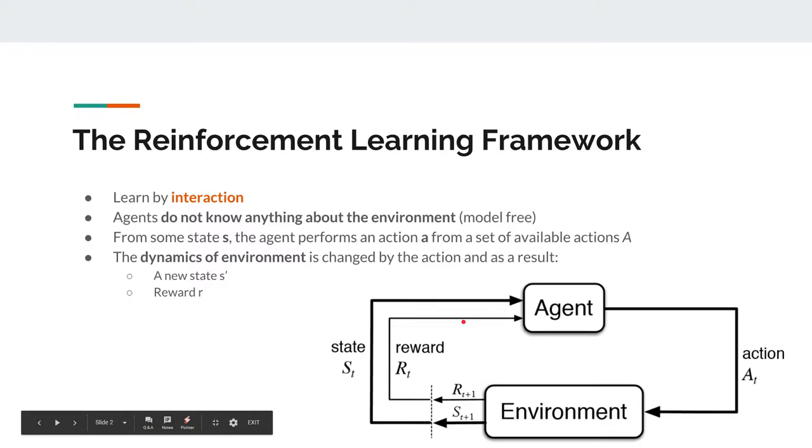I'd like to start off talking about the reinforcement learning framework, which is a framework based on learning by interaction. So different from supervised and unsupervised learning, here, learning occurs in an interaction between agent and environment. Agents are allowed to perform actions to the environment, which changes the dynamics of the environment, and as a result, the environment responds with a reward and a new state.